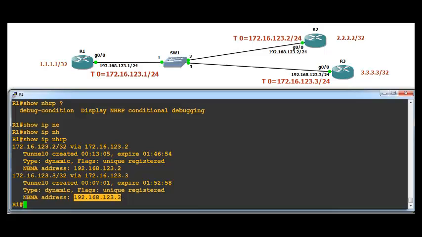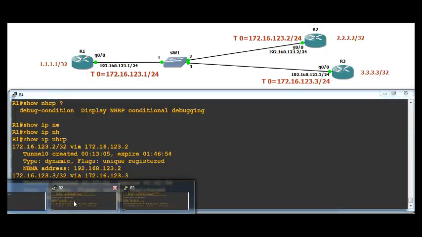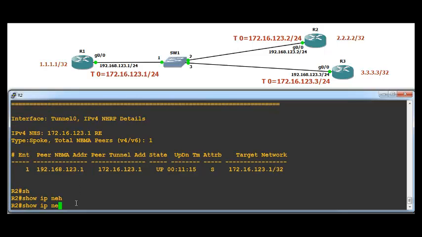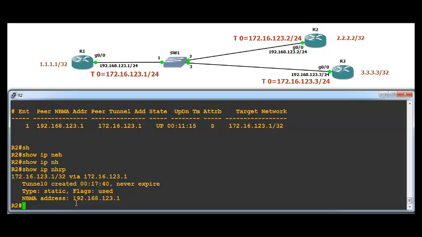Now R1 has got information about R2 and R3. But when I go to R2, same condition, show IP NHRP, I don't see R3. So let us ping now. After pinging, you will see a lot of difference. I am not going to ping the loopback interface, since I didn't enable a routing protocol, so we'll come to that later. I am going to ping the tunnel interface, router 3's tunnel address.